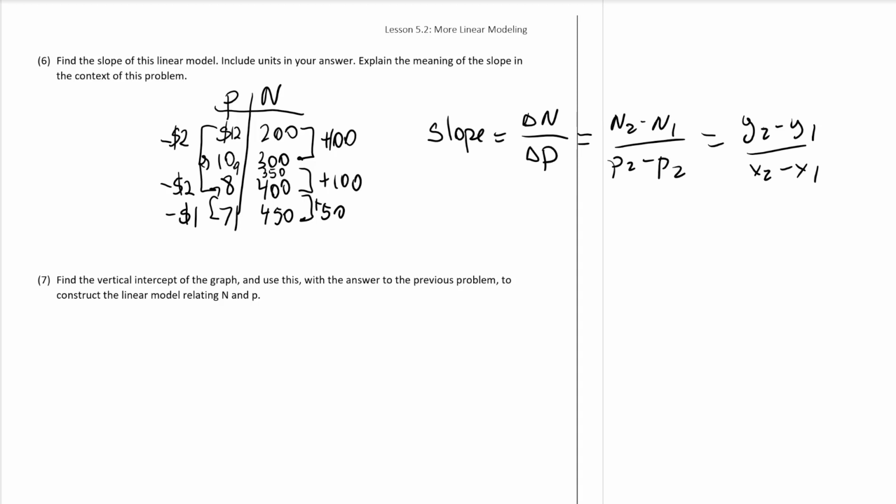What you're doing is subtracting the dependent coordinate and then dividing it by the independent coordinate. So it's dividing the change in this variable by the change in this variable. So that would be 100 over minus 2, and this is dollars. So it's minus 50 necklaces for every dollar increase in price.